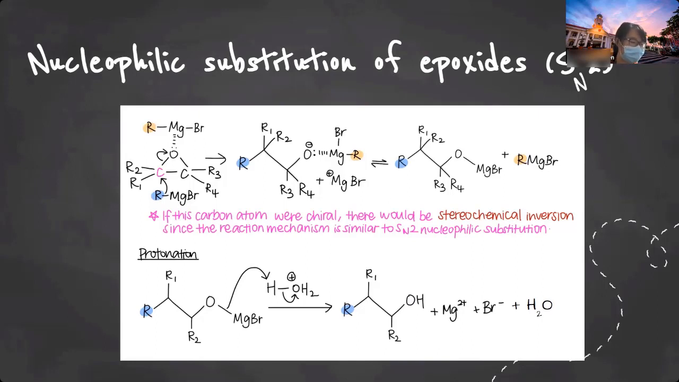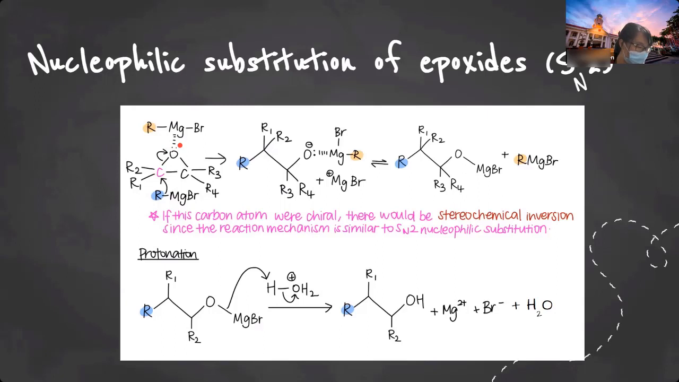So basically, the magnesium of the Grignard reagent will coordinate to the epoxide oxygen here to make it a better leaving group. So when the negative carbon here attacks this C, this will result in the electrons of this carbon being pushed to oxygen, opening the ring.